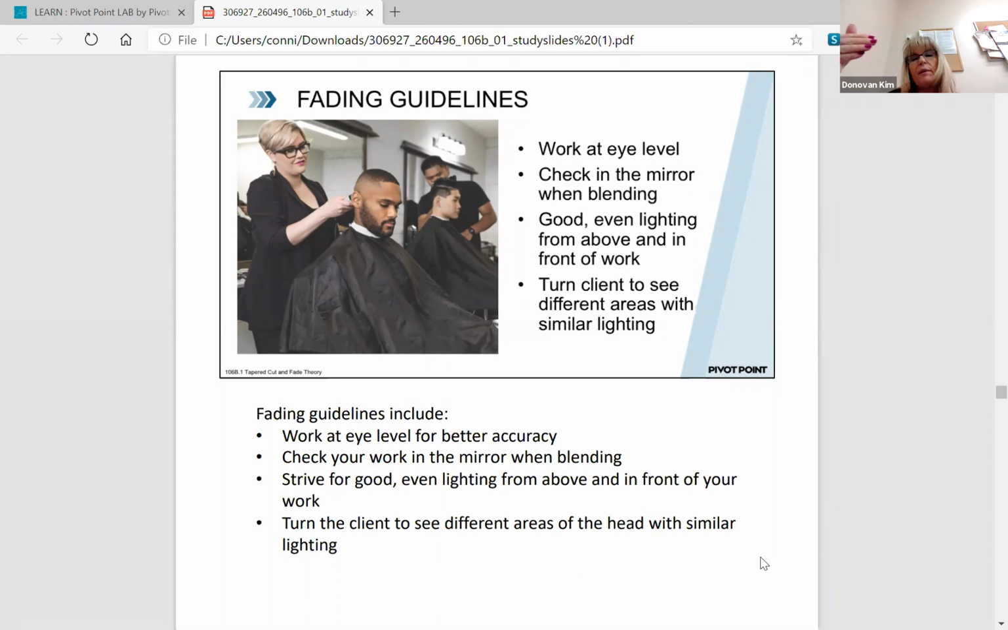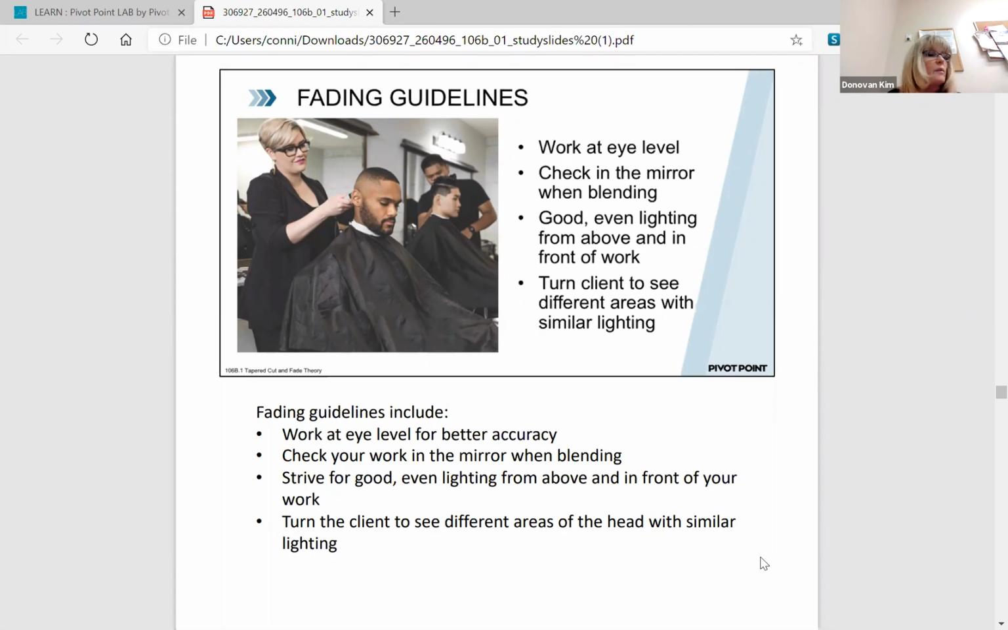Because when you're standing right there on top of that person, it all looks great. But when you look 3 feet across the room, it doesn't always look so good. So remember that we're going to be looking at it from 3 feet away. No one's going to be standing on top of it like you are. So these are the things that we need to really pay attention to.